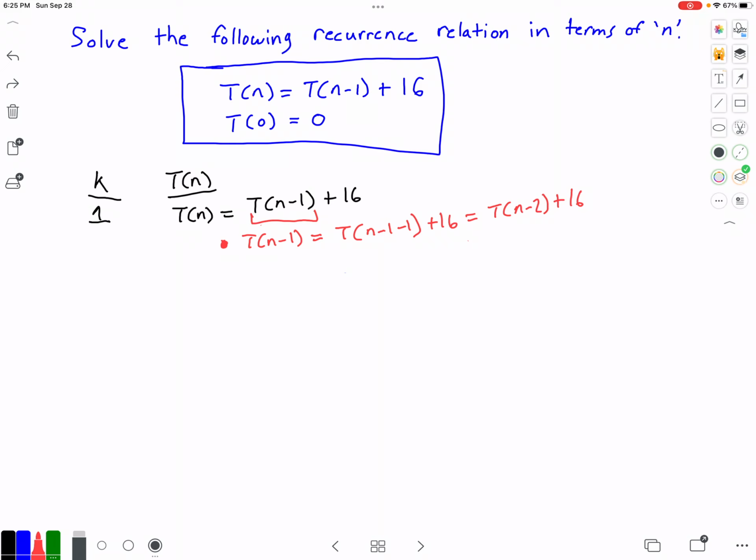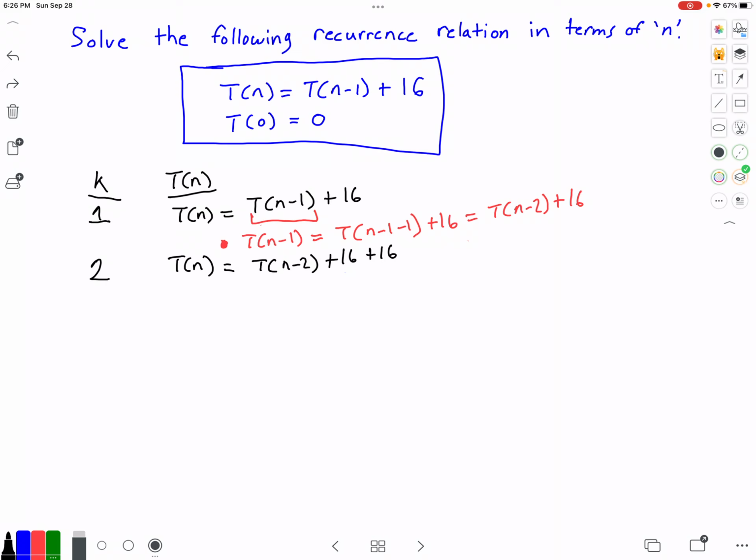Now we can go to our second k iteration. So we're going to put a number 2 right here in our k column, and we're going to rewrite our function t of n. This time we're going to replace t of n minus 1 with what we just solved for here. So we get t of n minus 2 plus 16, and then we need to add another 16 from right there. So we're going to do plus 16.